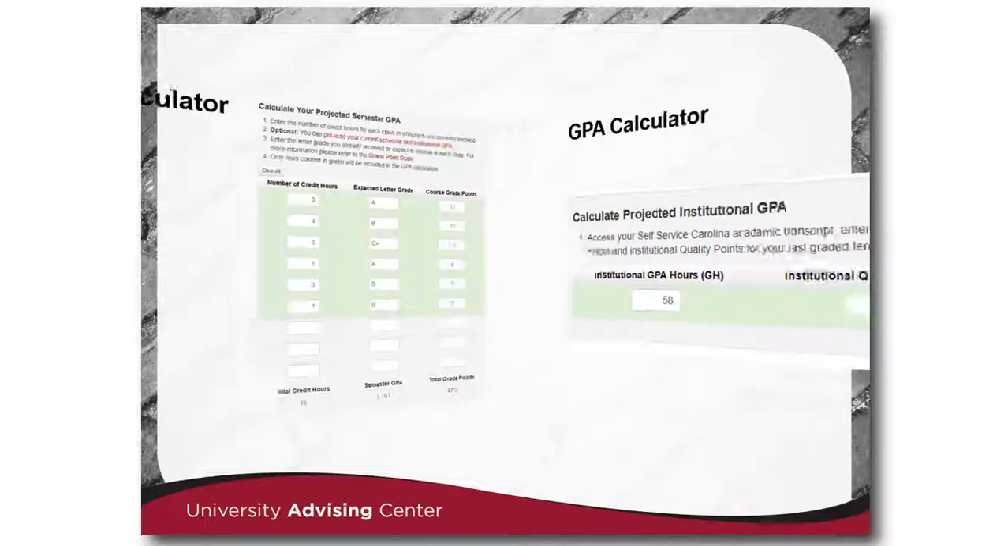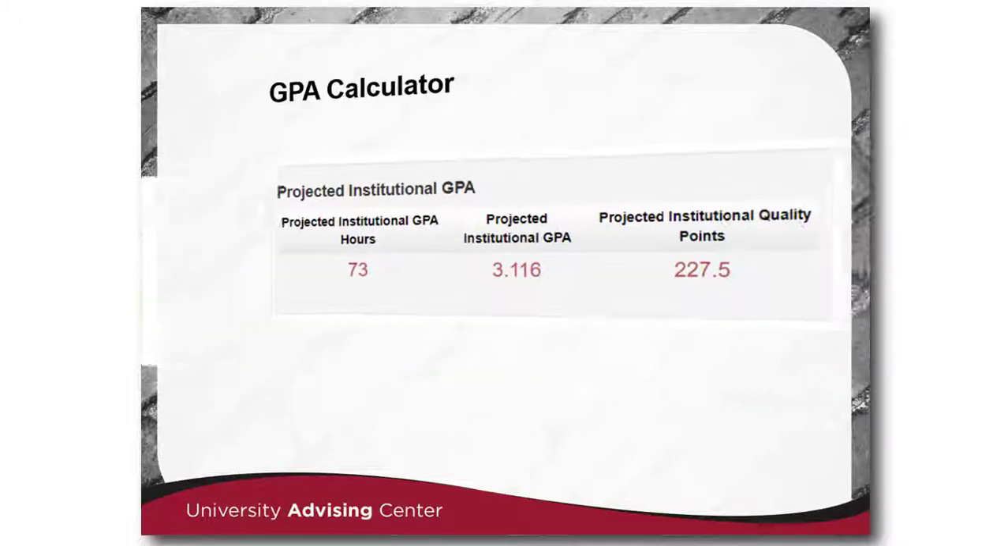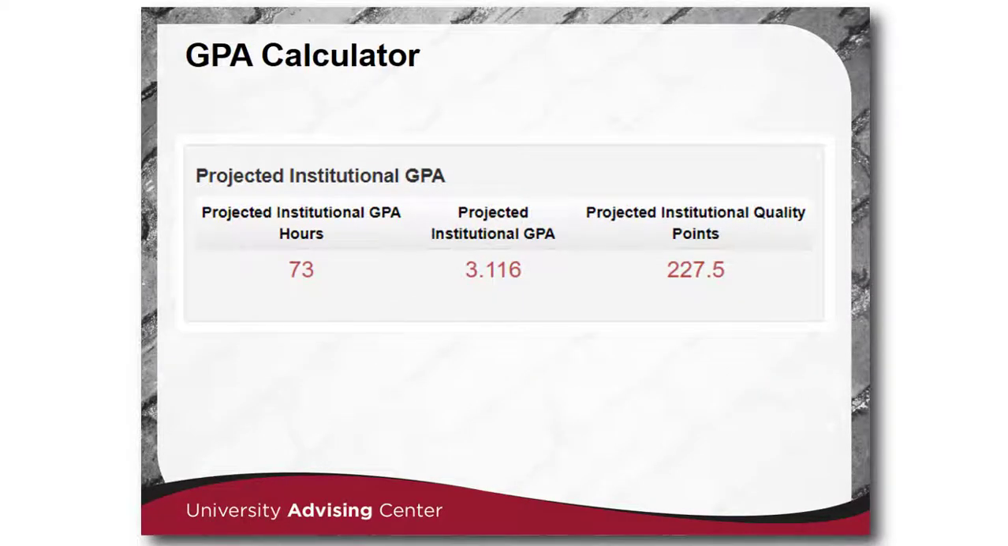If you did not preload your current schedule and institutional GPA, you can find your institutional GPA in your unofficial transcript located in Self-Service Carolina. Enter your institutional GPA hours and the institutional quality points in the appropriate boxes. The final panel will show you your projected institutional GPA.